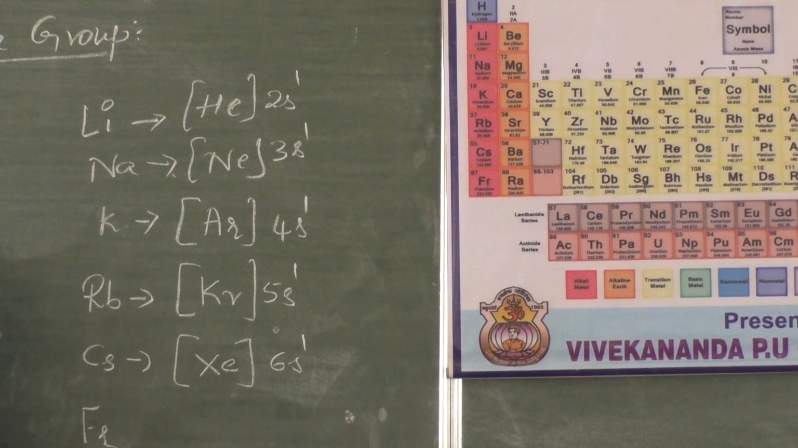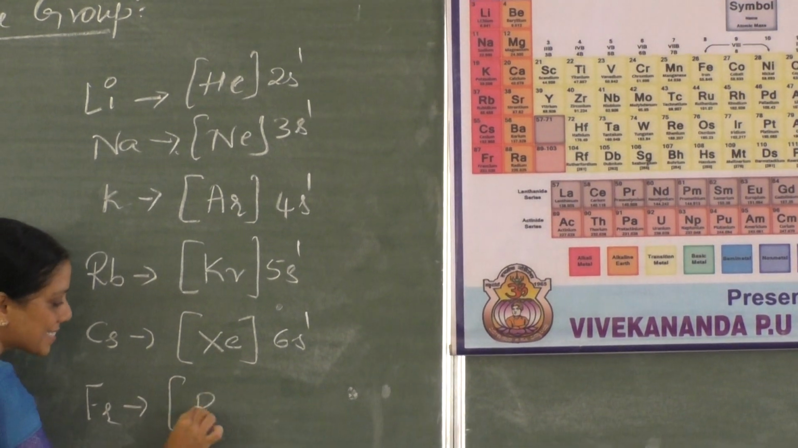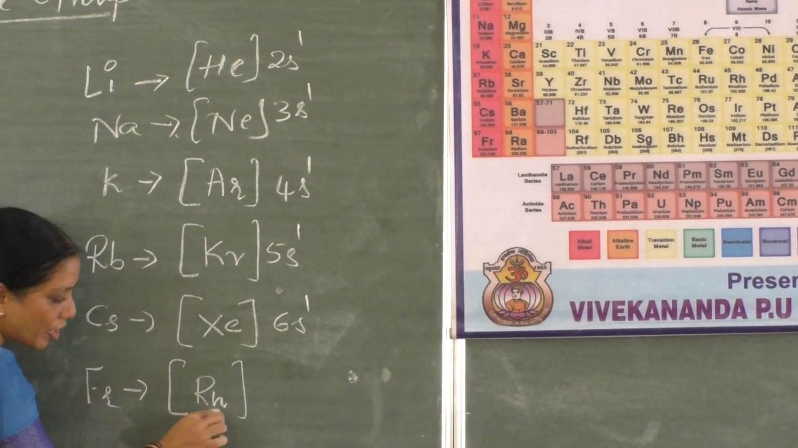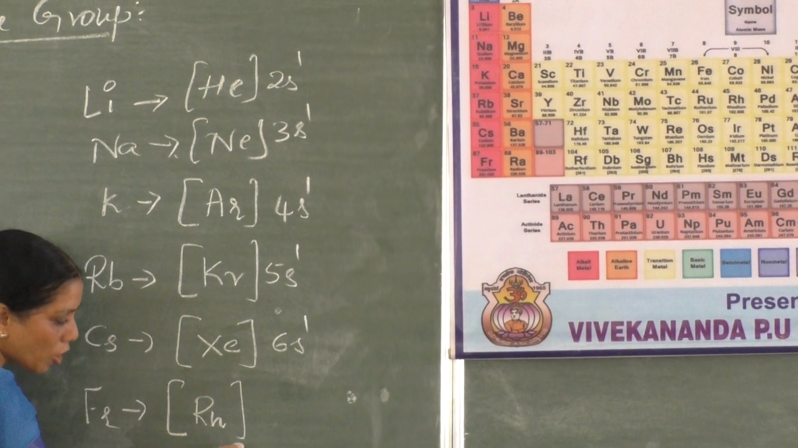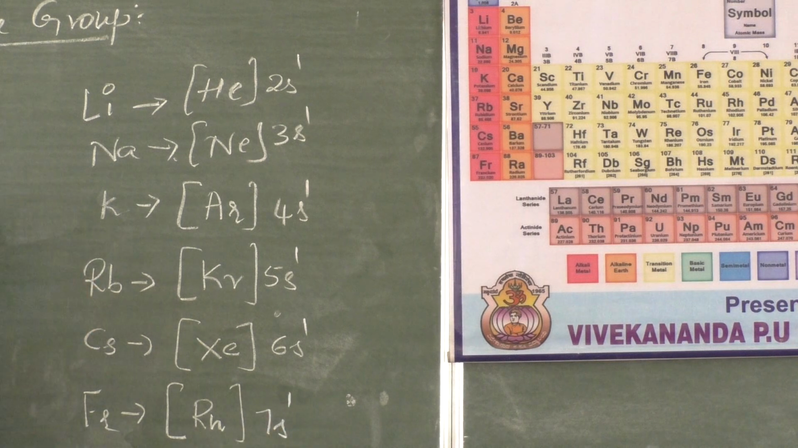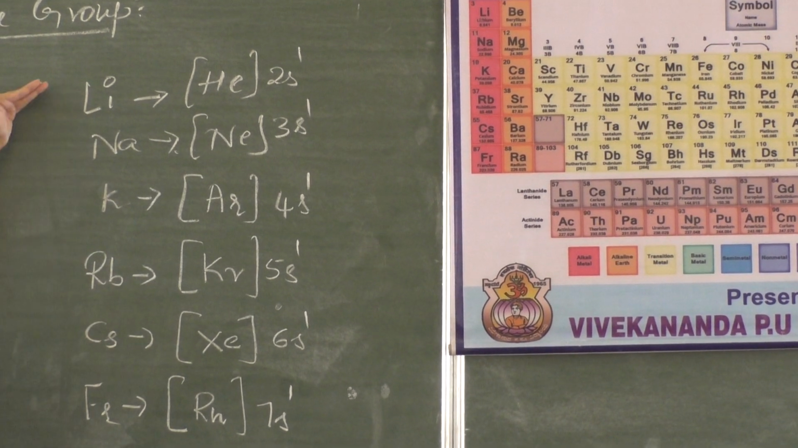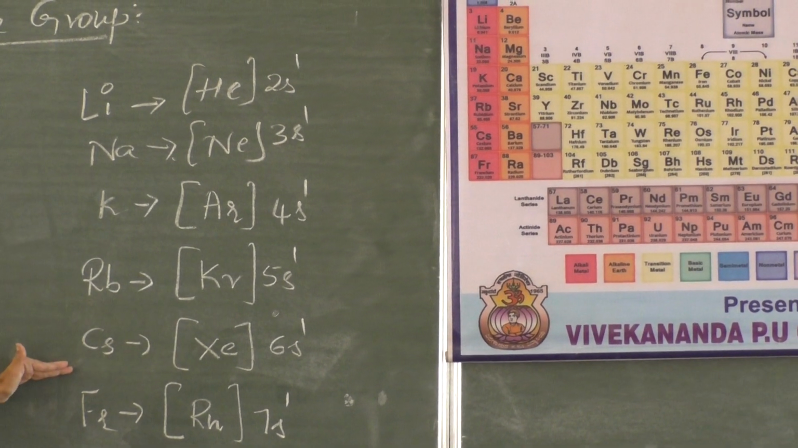Now the atomic number is 87. If I write the noble gas, the radioactive element radon with the atomic number 86, the last electron enters into 7s1. Just observe this. I have written the electronic configuration of the first group elements starting from lithium to francium.